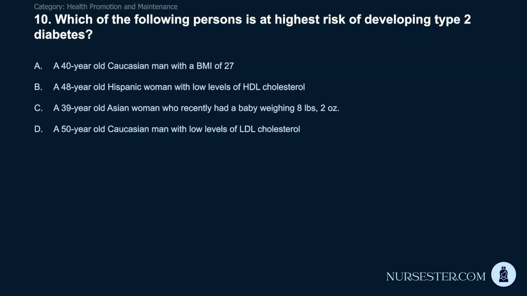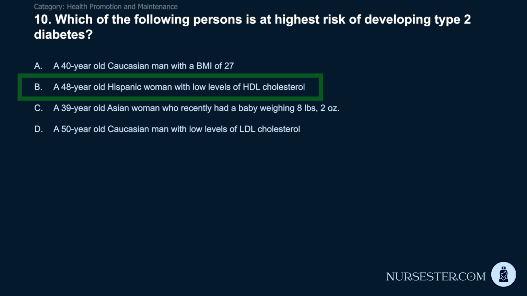10. Which of the following persons is at highest risk of developing type 2 diabetes? A. A 40-year-old Caucasian man with a BMI of 27. B. A 48-year-old Hispanic woman with low levels of HDL cholesterol. C. A 39-year-old Asian woman who recently had a baby weighing 8 pounds, 2 ounces. D. A 50-year-old Caucasian man with low levels of LDL cholesterol.